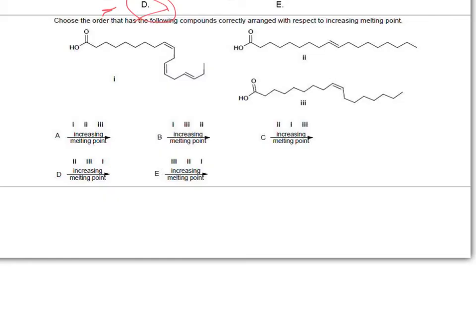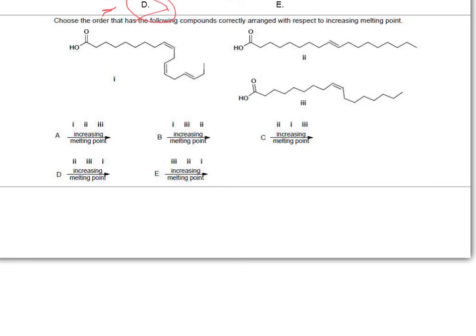Next question is, choose the order that has the following compounds correctly arranged with respect to increasing melting point. Notice all of them are carboxylic acids, and hopefully they have the same number of carbon atoms as well. Let's just count that for the sake of argument. 1, 2, 3, 4, 5, 6, 7, 8, 9, 10, 11, 12, 13, 14, 15, 16, 17, 18. Looks like they do have the same number of carbon atoms.